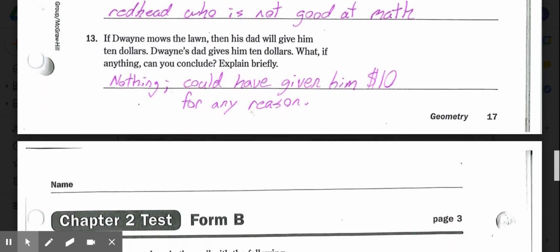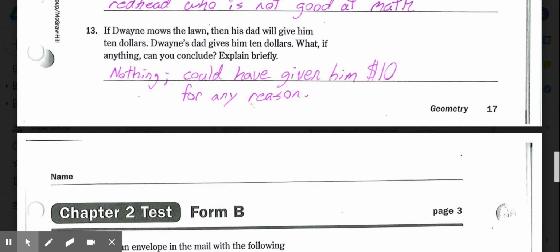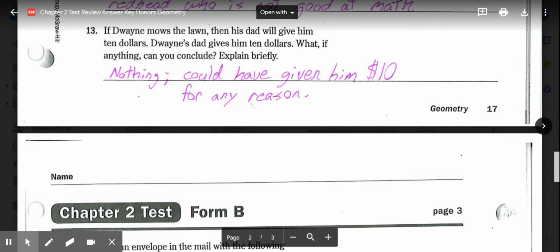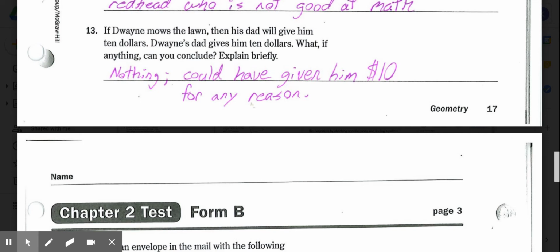And then the last problem on the second page, 13. If Dwayne mows the lawn, then his dad will give him $10. Dwayne's dad gives him $10. What, if anything, can we conclude? Explain briefly. We cannot mathematically conclude anything because Dwayne's dad could have given him $10 for any reason. Now, if this said Dwayne mowed the lawn, what could we conclude? We could conclude that his dad owes him or has to give him $10.